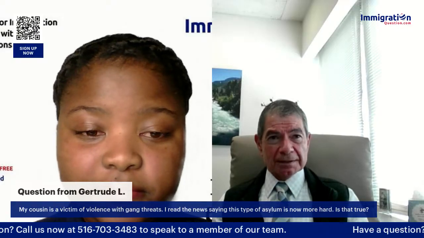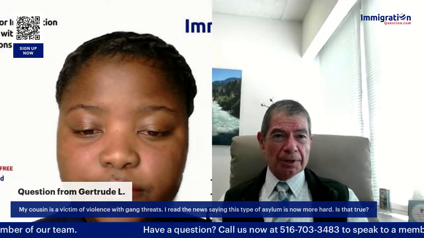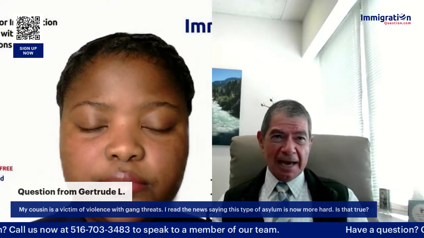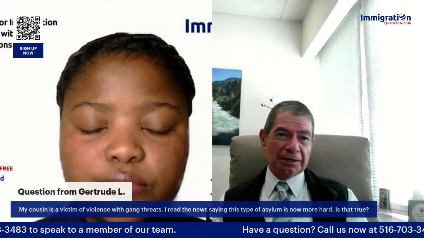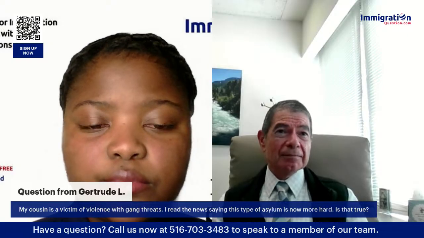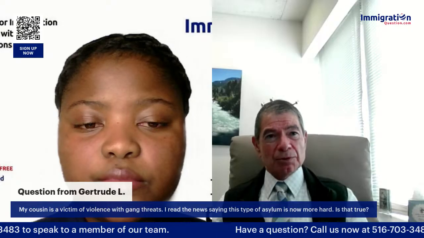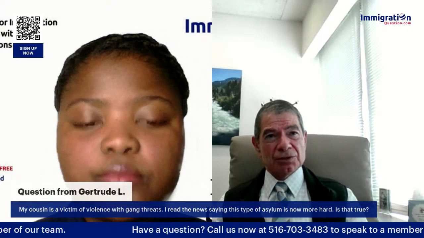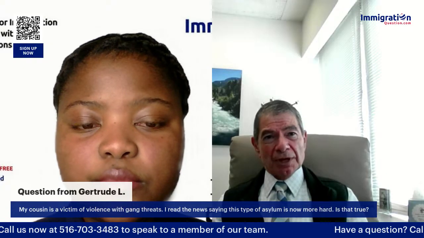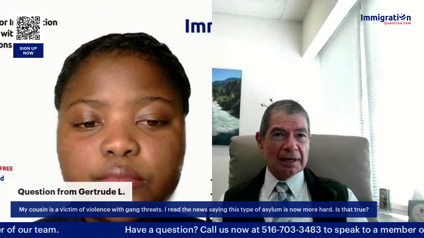Generally, that's correct. Having gang threats or being a victim of a crime in your home country is not enough for asylum. You have to show some kind of government inaction, government corruption, government indifference, that somehow your government did not do anything when you complained to the police about incidents with the gangs and so on. Without government action or inaction, the case is weak.